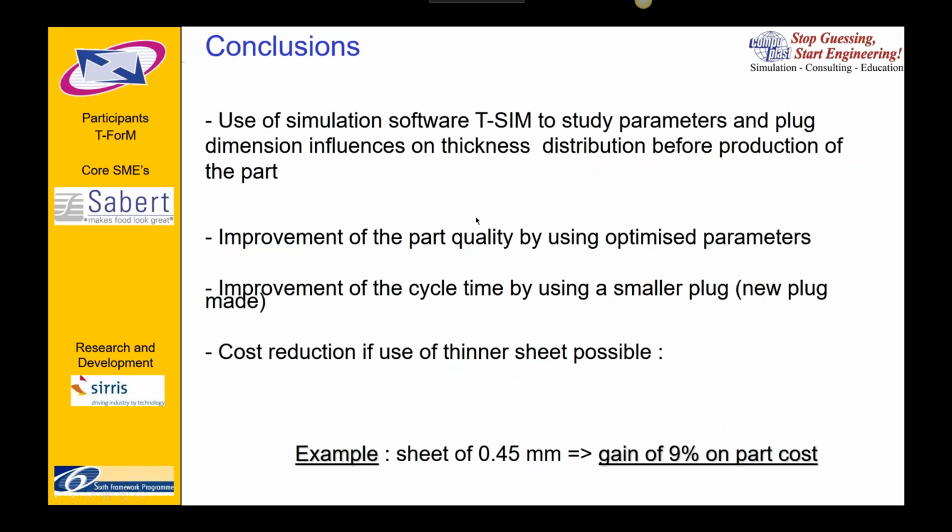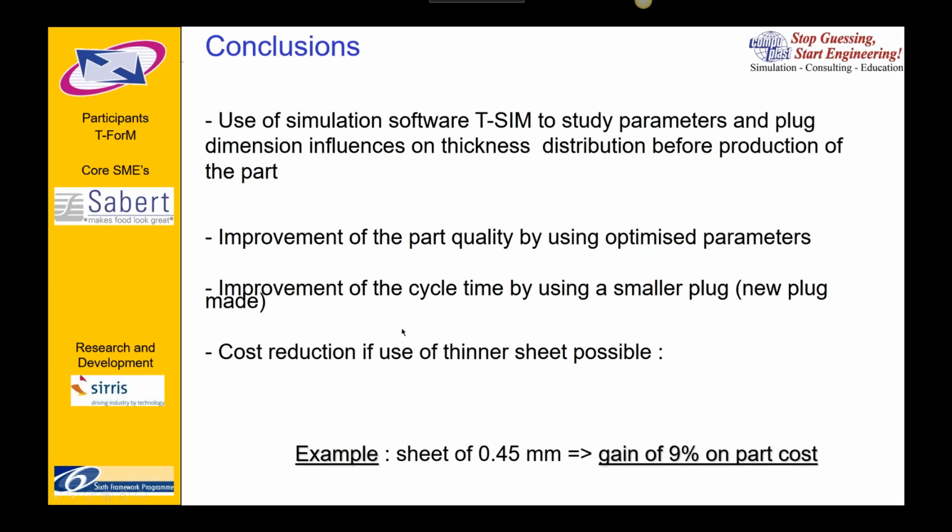And the conclusion of the experiment was that using the simulation software to study the parameters, dimensions, and influences, they will be able to improve the part quality. They can improve the cycle time by using a smaller plug. There's a new plug made. And they could reduce the cost by using a thinner sheet. The cost reduction was from 0.5 millimeters to 0.45 millimeters, which was a gain of 9%.